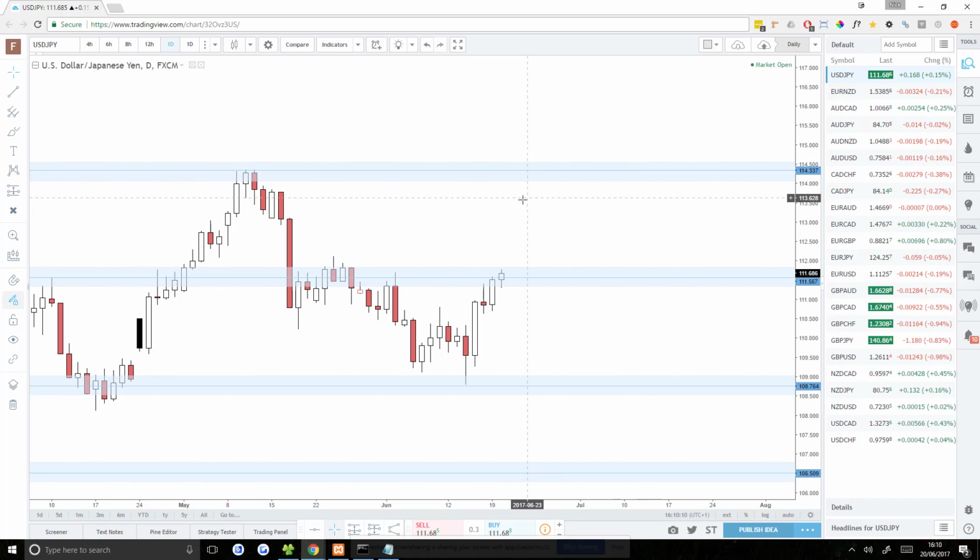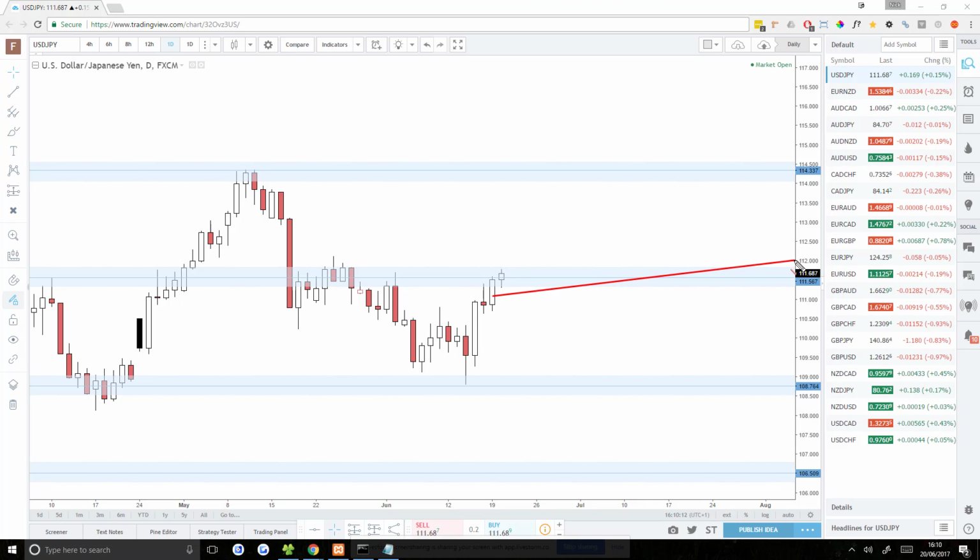I'm pretty convinced that USDJPY is headed up. I'm pretty convinced that it's going to be heading up to possibly the 112 and beyond this week. Now, I'm convinced of this because of the news, fundamental reasons. I'm not talking about price action reasons. But price action is showing me a potential short is forming.